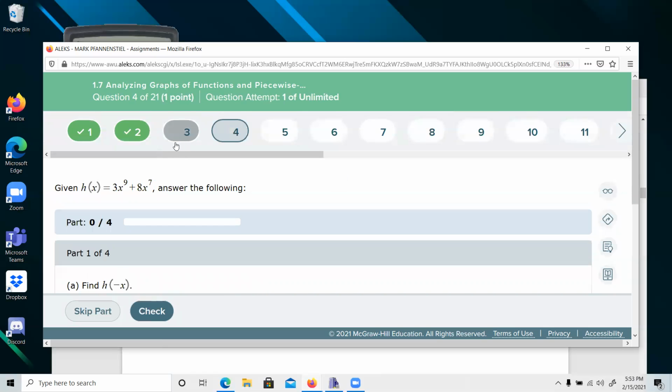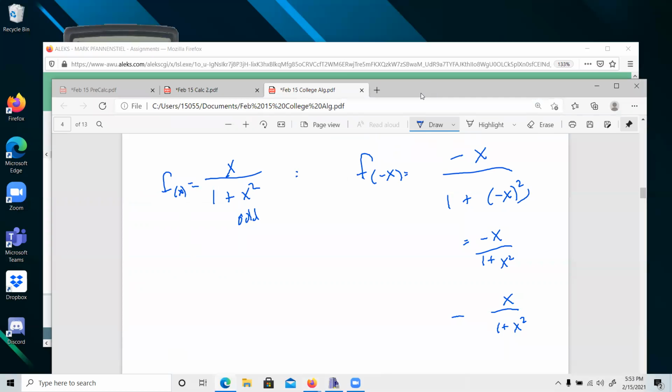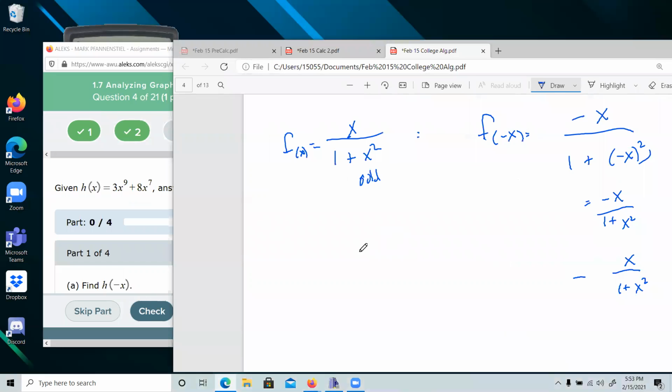Like I said, they give you pretty easy ones. Like this one, both of the exponents are odd. I wonder if that's going to mean something. We should still test because you never know. There are times when they won't be. Okay, but we're going to say h of x is equal to 3x to the 9th plus 8x to the 7th. Let's see what's going to happen. So if we try f of negative x, we get 9 negative x to the 9th plus 8 negative x to the 7th. See, they're all out here.